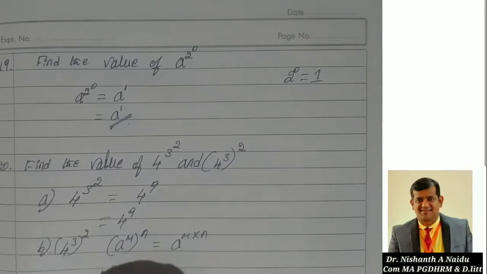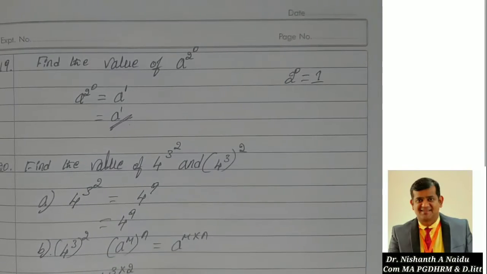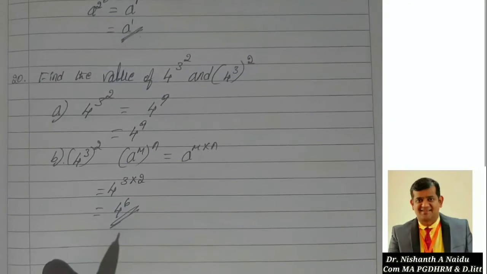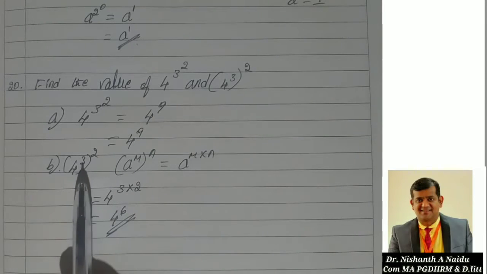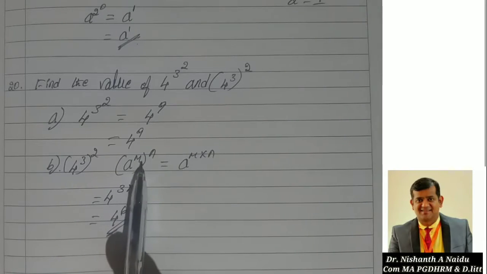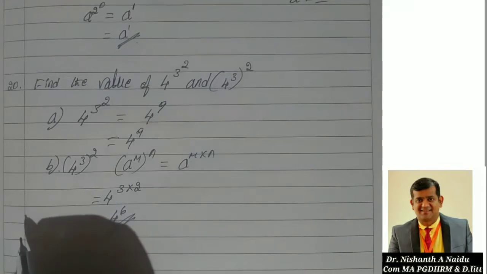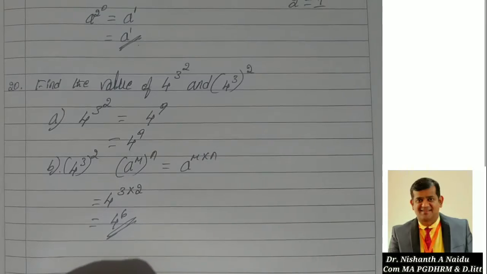Correct. So in the next step, how much will you get? 3 twos are 6. So the answer is 4 to the power 6. When this comes, it is m into n, so 4 to the power 3 into 2. 3 twos are 6. So the answer is 4 to the power 6. Any confusion? No, right? Fine.